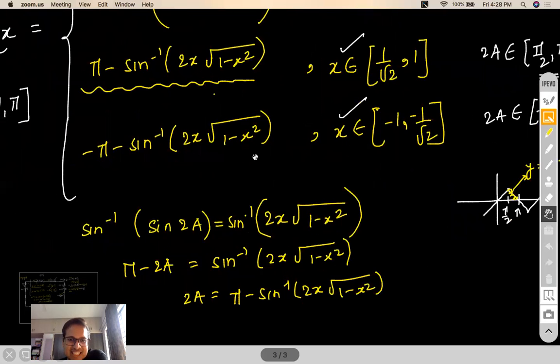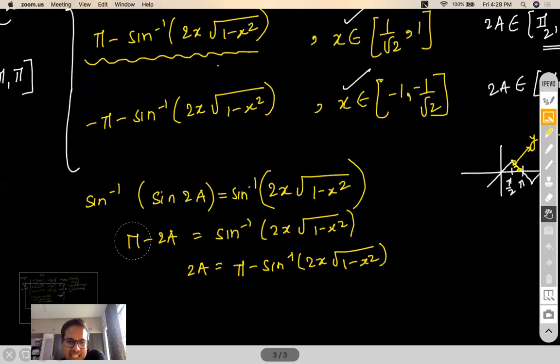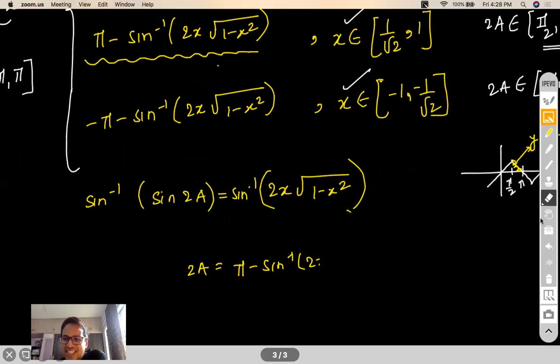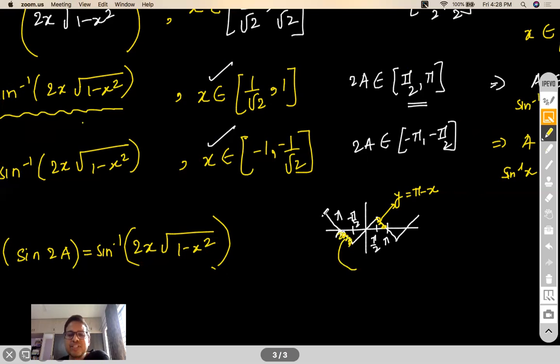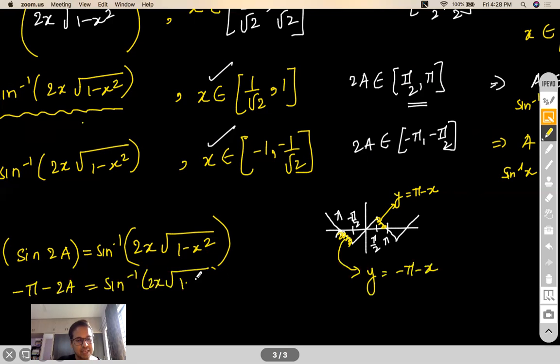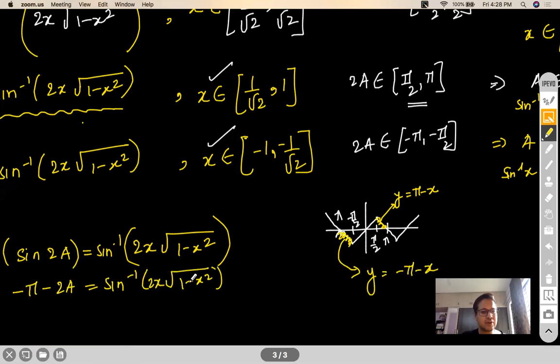Okay. Now for the third sub part, if I want to know the formula, I'll erase this off. And now I will focus on this guy. I'll focus on minus pi to minus pi by 2 area. Minus pi to minus pi by 2 area will be this area. This equation is very, very easy to figure out. It's nothing but minus pi minus x. It's a negatively sloped line and cutting down at minus pi. So this answer will be minus pi minus 2a is equal to sine inverse of 2x under root 1 minus x square. Now make 2a the subject of the formula. So 2a will become minus pi minus sine inverse this.